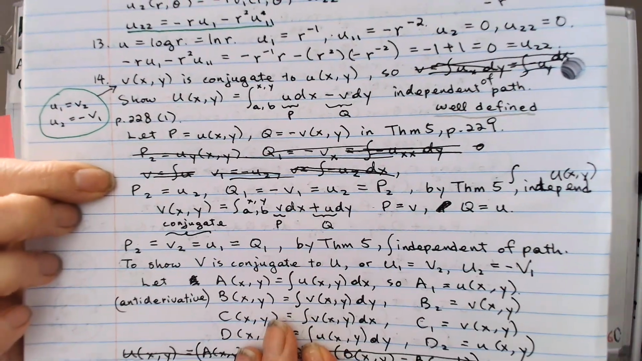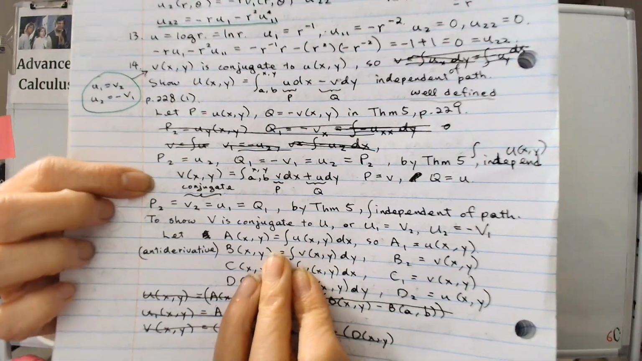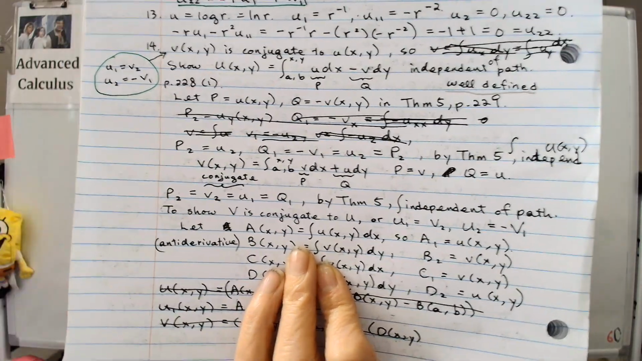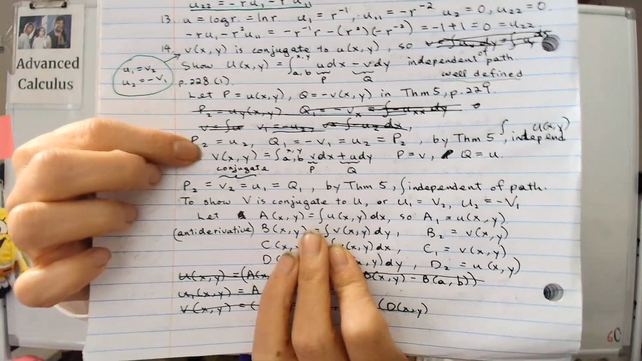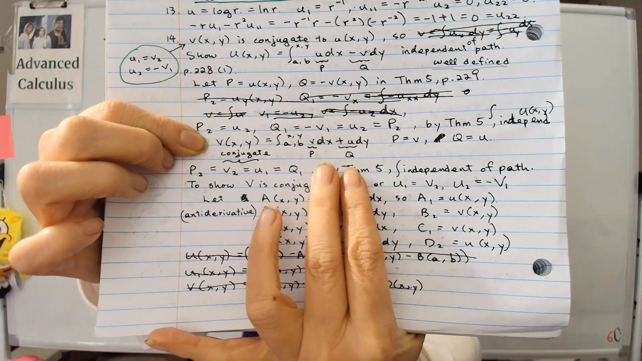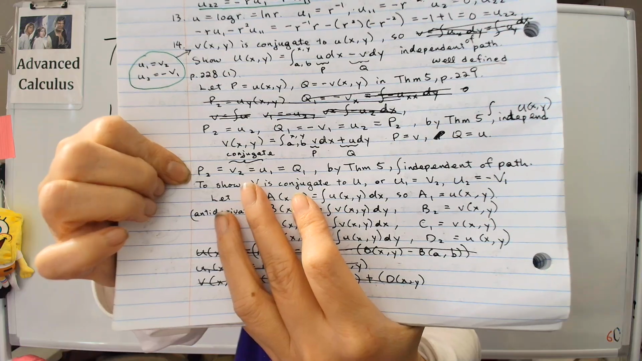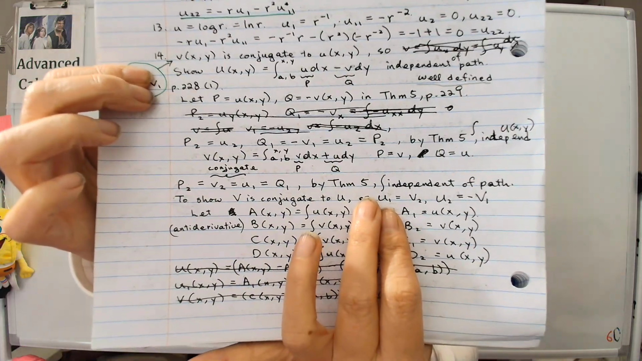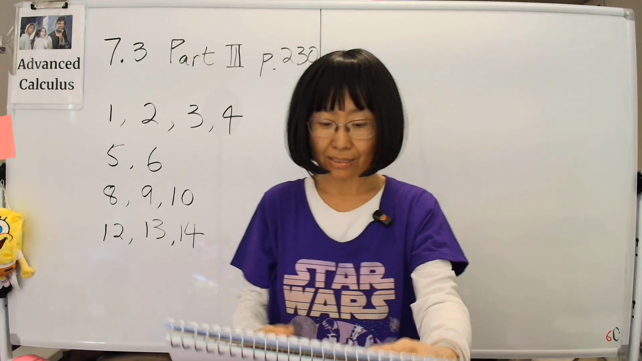For the V function, we have exactly the same thing. P is V, Q is U, and P2, which is V2, equals U1, which is Q1. By the same theorem 5, V is also independent of path. So those are easy enough to do.